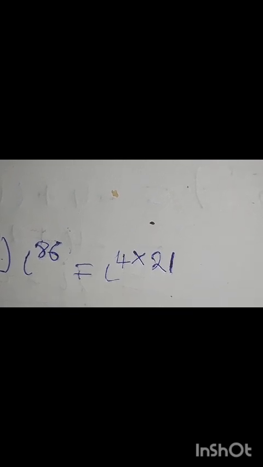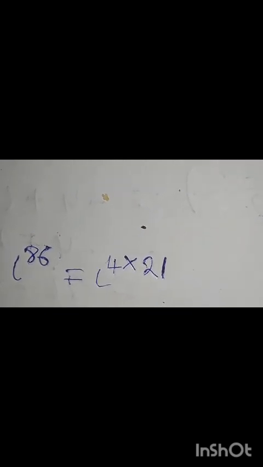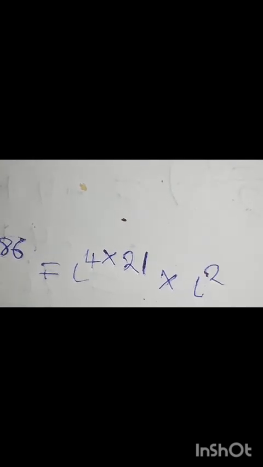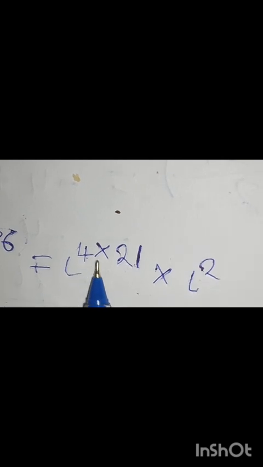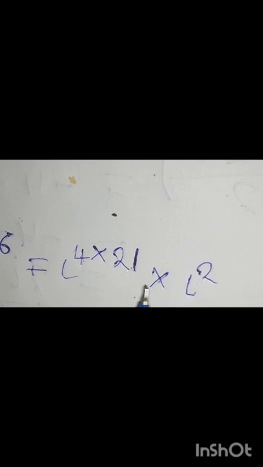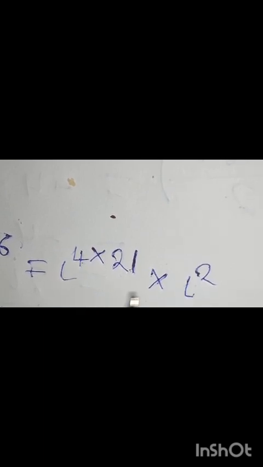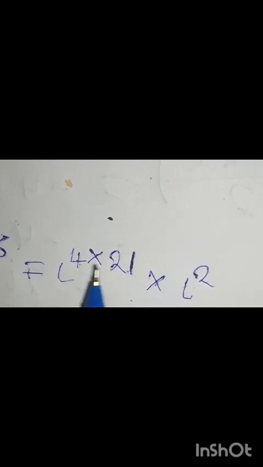Now you ask yourself, what's the remainder here? 4 into 6 is 1, remainder 2. So again, you are going to multiply by i to the power of the remainder, which is 2. When you go back to the laws of indices, 4 times 21 gives you 84. So it will be i to the power 84 times i squared. Under multiplication, the powers add: 84 plus 2 gives you 86. So that's what we have done.